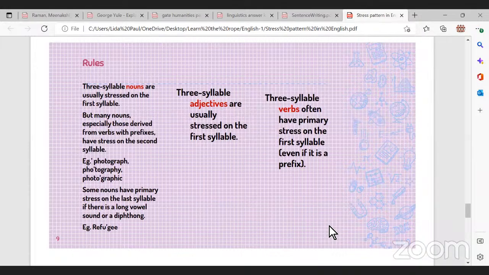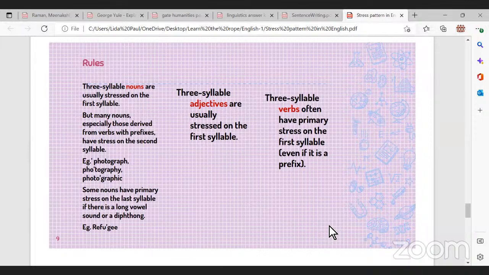In the case of noun particularly, based on the suffixes that are taken up by this noun, there could be a little bit of a change. There's one example that I've demonstrated using the suffix. Look at this. Derived nouns, right? Many nouns, especially the ones that are derived from verbs with prefixes, have stress on the second syllable. Okay, look at this one. Photograph, photography, photographic, right?